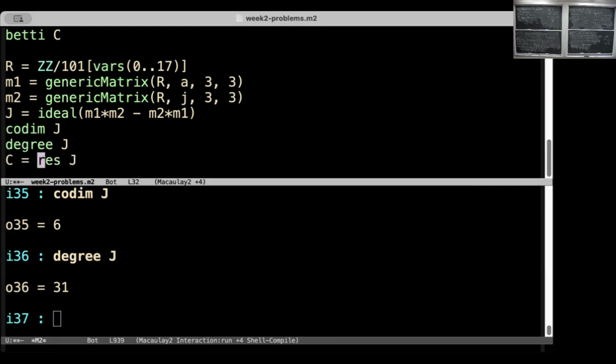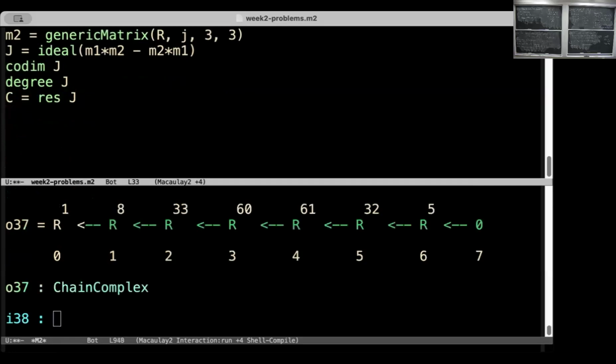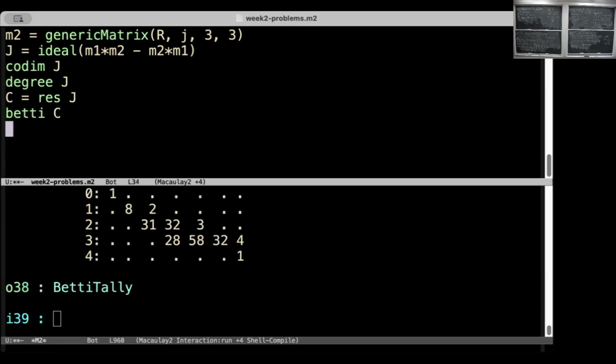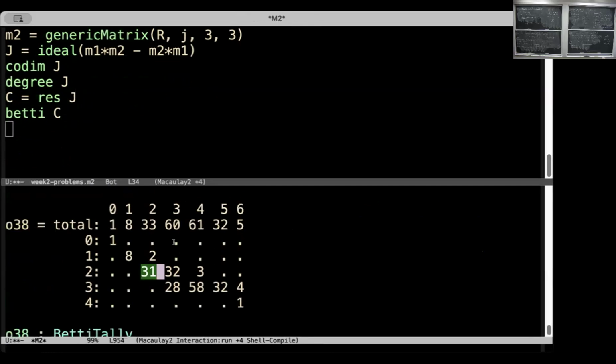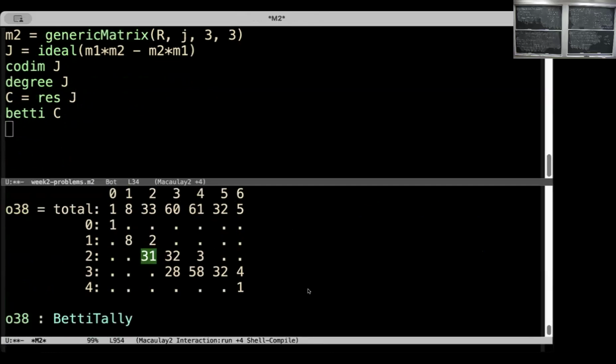What about a free resolution of J? This is the resolution of the quotient, and here's the Betti diagram of it. There are 8 quadratic generators. Turns out there are 2 linear syzygies on these things, and then 31 quadratic syzygies, and then it gets a little more complicated. It's still completely unknown what these things represent; they must represent something.